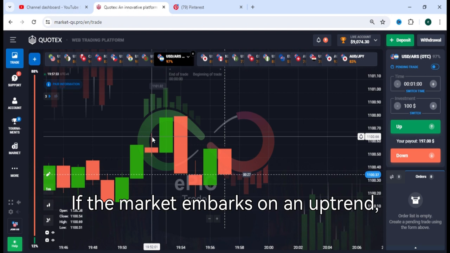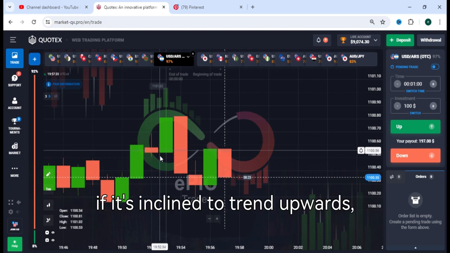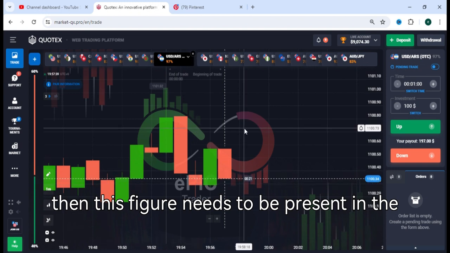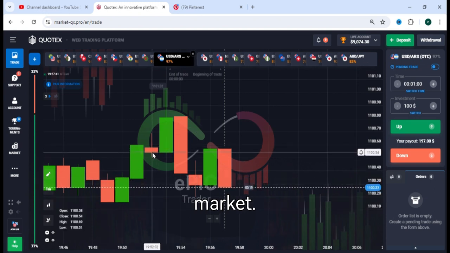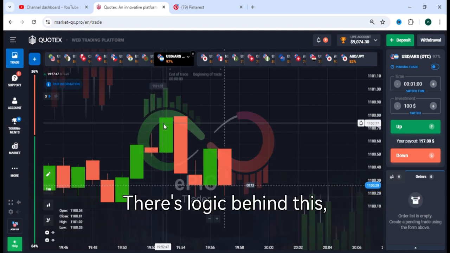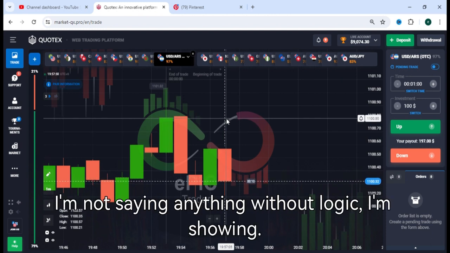If the market embarks on an uptrend, if it's inclined to trend upwards, then this figure needs to be present in the market. Had it been situated at the midpoint of the week at the pivotal mirror location, following this event, there's logic behind this. I'm not saying anything without logic, I'm showing.